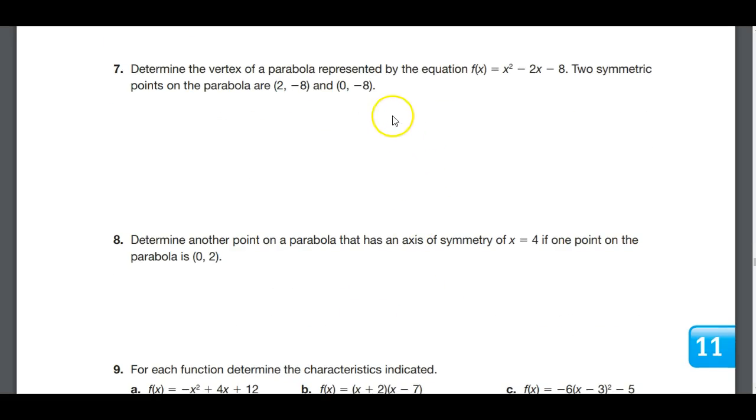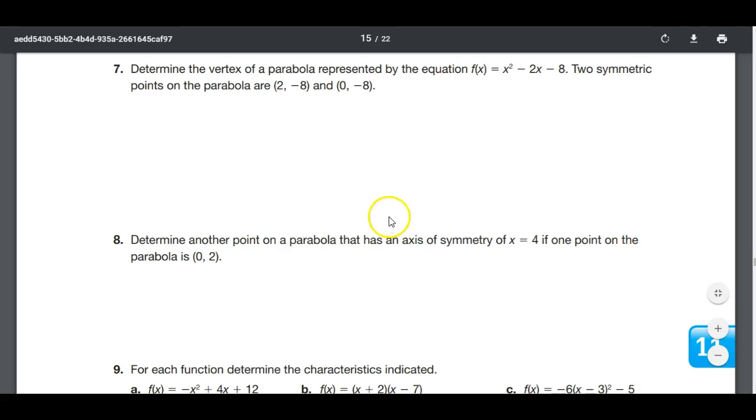Determine the vertex of a parabola represented by the equation f of x equals x squared minus 2x minus 8. Two symmetrical points on the parabola are 2, negative 8 and 0, negative 8. Okay, so the vertex is going to be on the axis of symmetry. The axis of symmetry is between the 2 and the 0, which is at 1. So I'd put 1 in here. 1 squared is 1 minus 2 times 1. So 1 minus 2 is negative 1, minus 8 is negative 9, right? So my vertex would be 1, negative 9.